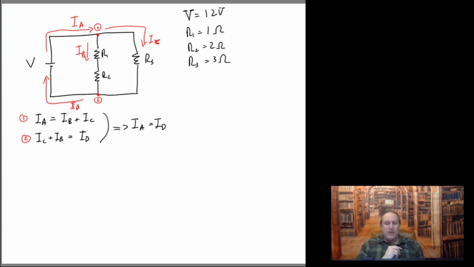But that ultimately comes out of the junction law. So generally, like I said, if I just called this IA, then look what would happen. My junction laws would become redundant. They would basically say the same thing. And that's pretty common with the junction law. We get more of them than we can use. So they are not always linearly independent equations.